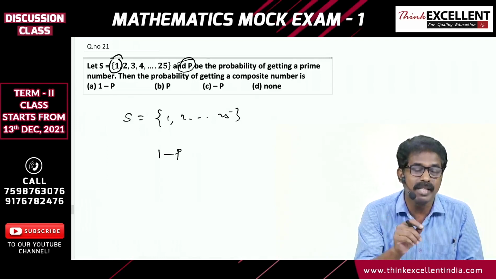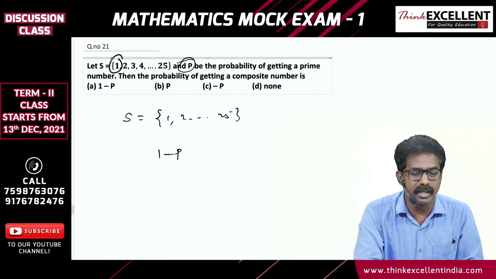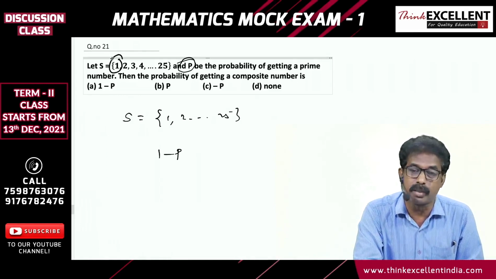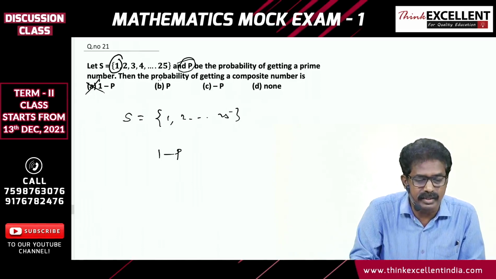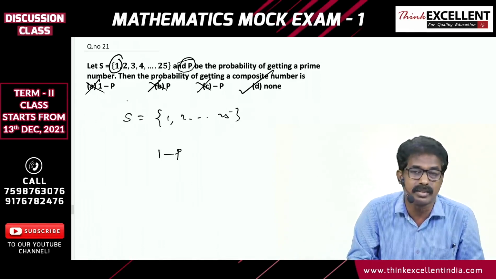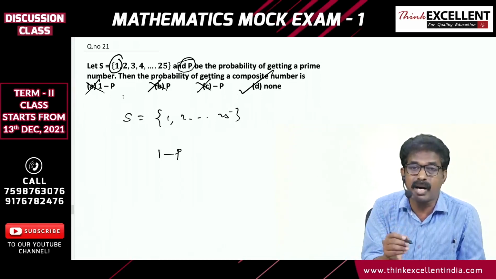So if that 1 is not there, then what is said is correct. P is the probability of prime number, then the probability of a composite number is 1 minus P. But here you can't take that. That is not the correct answer. In that case, your answer is what? None of these. Okay, be very careful because 1 is neither prime nor composite.